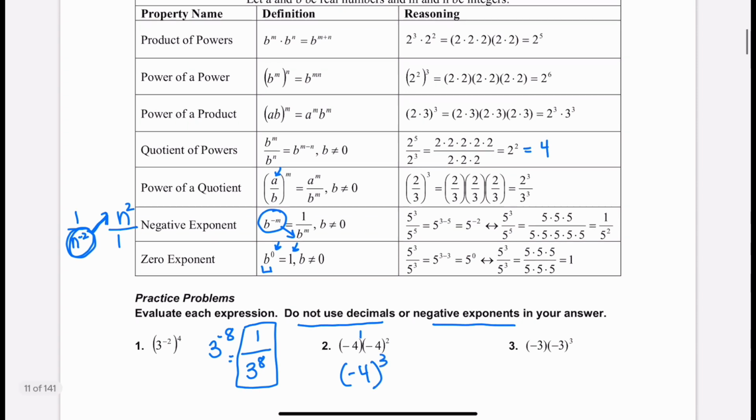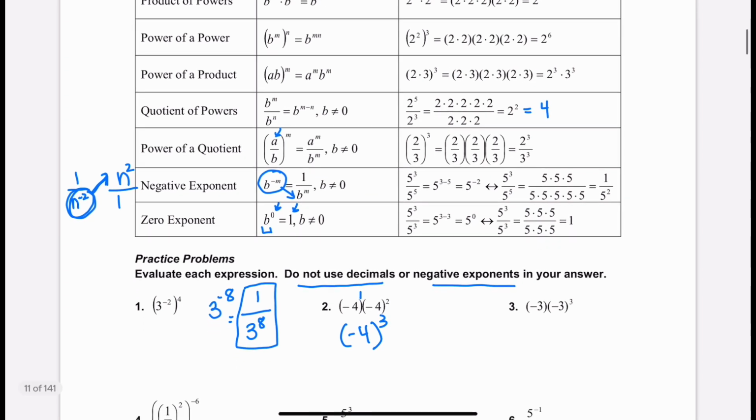Sometimes when you're dealing with exponents, you can leave it like this. However, this is going to equal -4 times -4 times -4. -4 times -4 is a +16. 16 times -4 is a -64. So this would give us the answer of -64.